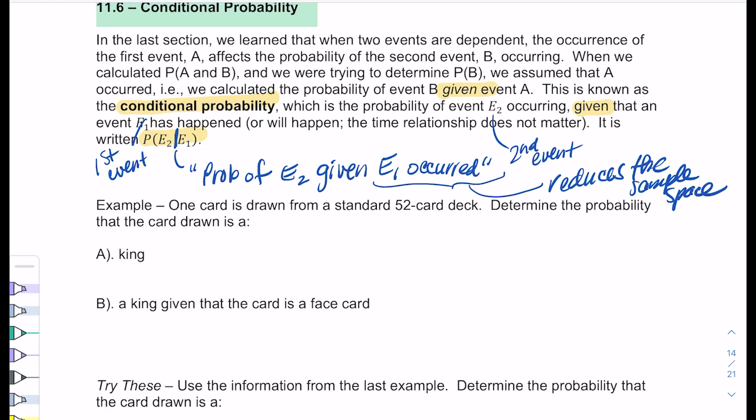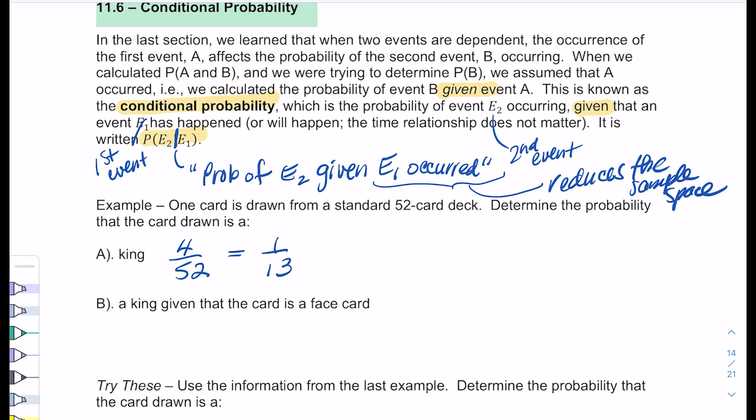So here's an example or two. When one card is drawn from a standard 52 card deck, determine the probability that the card drawn is a king. Okay, so nothing unusual there. How many kings do I have in a standard 52 card deck? I've got 4. So the probability is just 4 over 52, which we know by now reduces to 1/13.